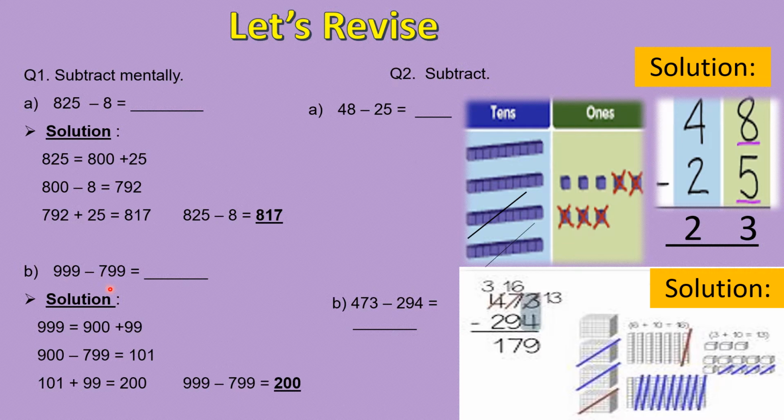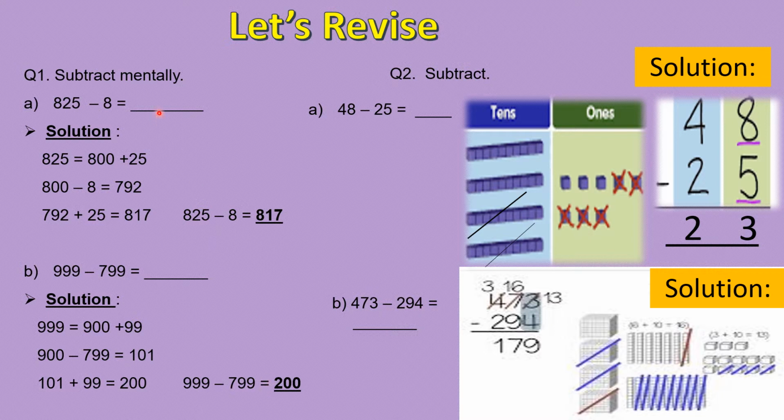999 minus 799. Again I choose the bigger number. I break it into 2 numbers. 900 plus 99. Now I'm not going to use 999. Instead I'm going to use the 2 numbers I broke it into. Now 900 minus 799 is what? 900 minus 799 is 101. And 101 would now be added to 99 because I have the plus sign here. So 101 plus 99 is equal to 200. That means my final answer is 999 minus 799 is equal to 200.